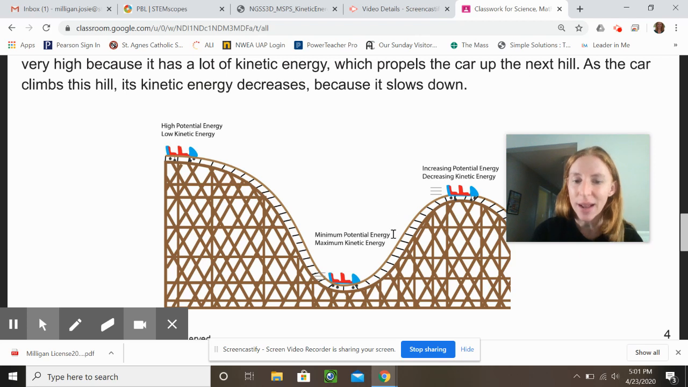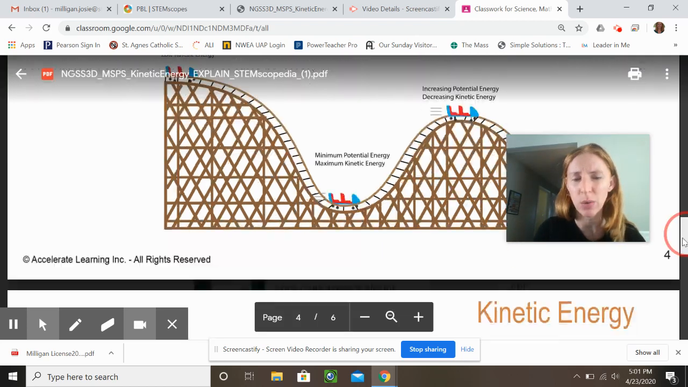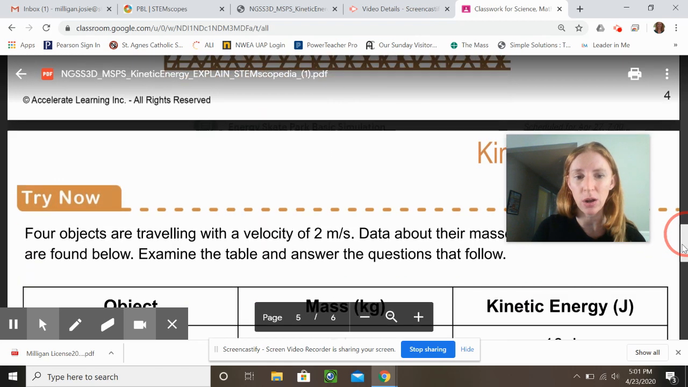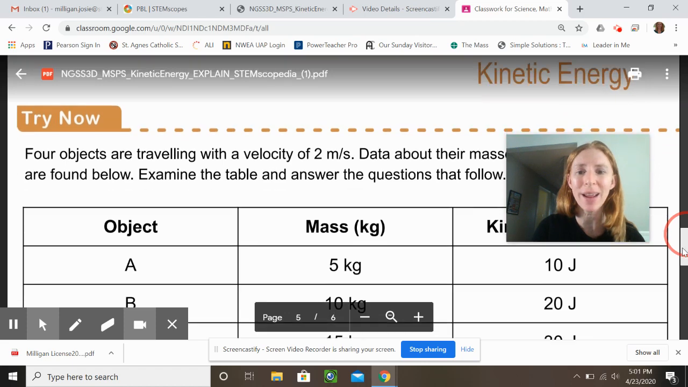Then as it climbs up, the potential energy is going to increase again as a pattern, and the kinetic will be decreasing because of the speed slowing down. So you can see the relationships. One's high, one's low, depending on what's going on. And then you're going to answer these questions.